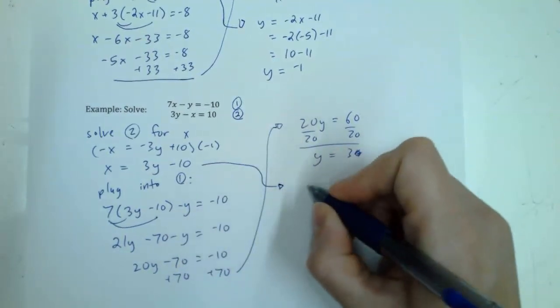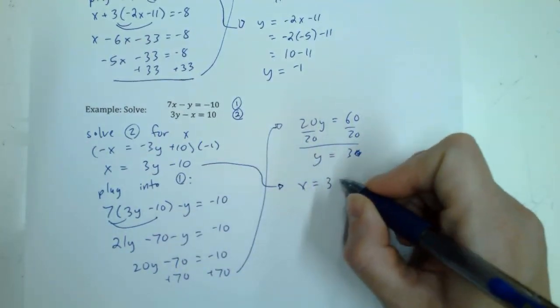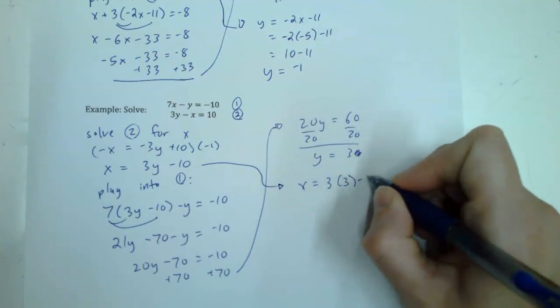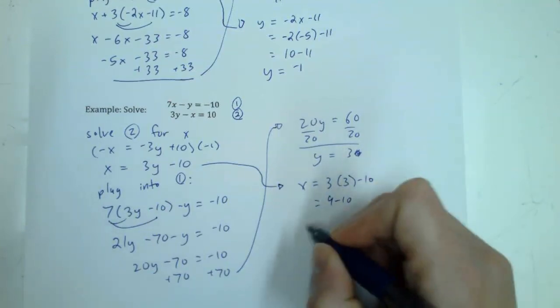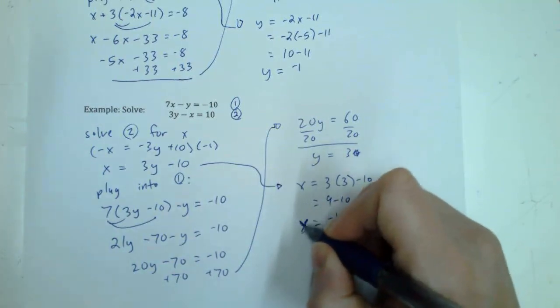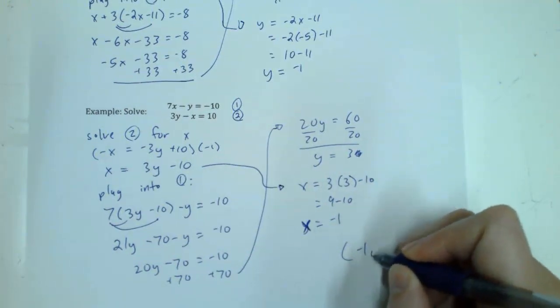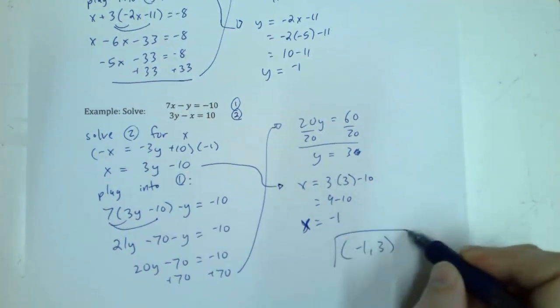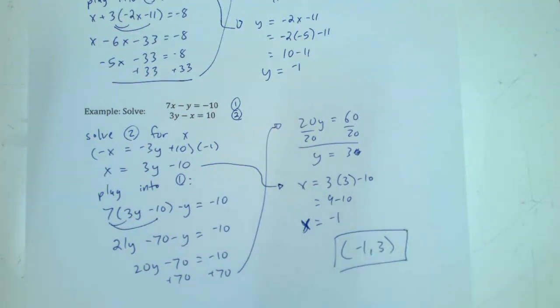Now again, I'm not quite done yet. I've got to find my other variable. So again, x is 3y minus 10. So let's plug that 3 into there. And looks like I get that x is negative 1. So my final answer, again, I write it as an ordered pair, is negative 1 comma 3.